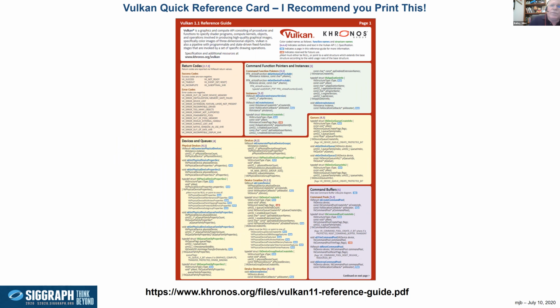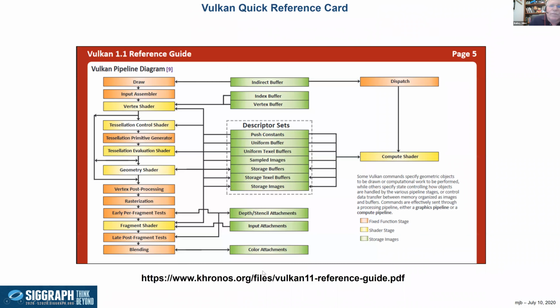The Khronos Group does have a Vulkan quick reference card. It's a PDF. We're up to Vulkan 1.2, but last I checked, there was not a 1.2 quick reference card, but there is a 1.1. If you go out there and you find a 1.2, use it instead, but the 1.1 will work just fine for 99% of what you want to do.